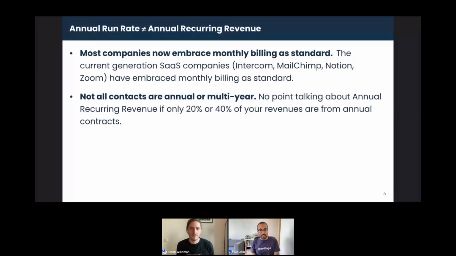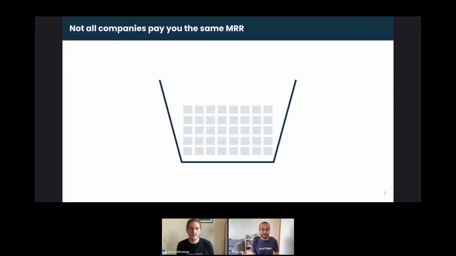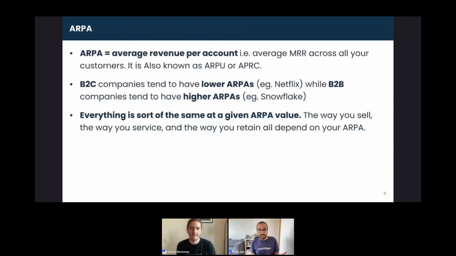So going back to our SaaS bucket, what we showed you was a very simplified model of customers paying you a single monthly price across all your customers. But that's not how most businesses operate. Usually, some customers pay you more, while some customers pay you less. And this brings me to another important SaaS metric called ARPA. ARPA is just average revenue per account, or average MRR across all your customers. It is sometimes also known as ARPU.